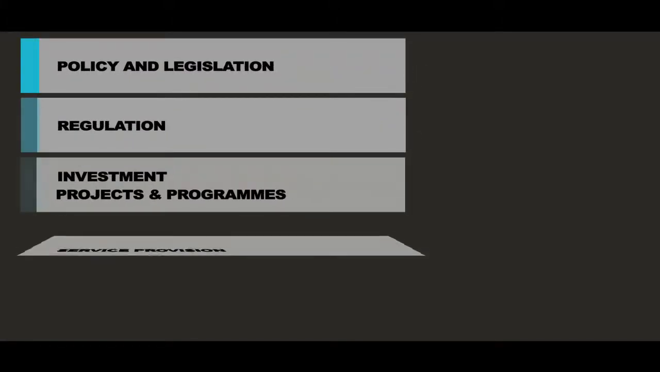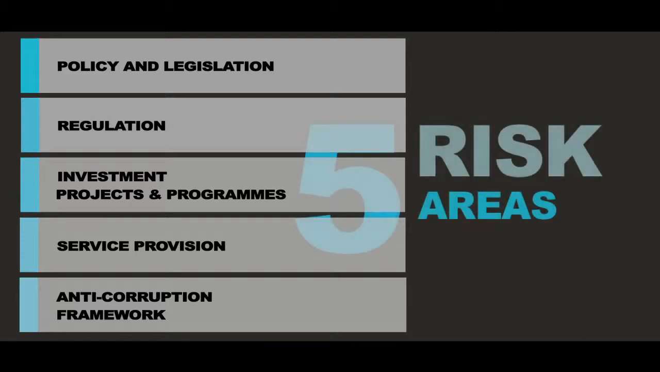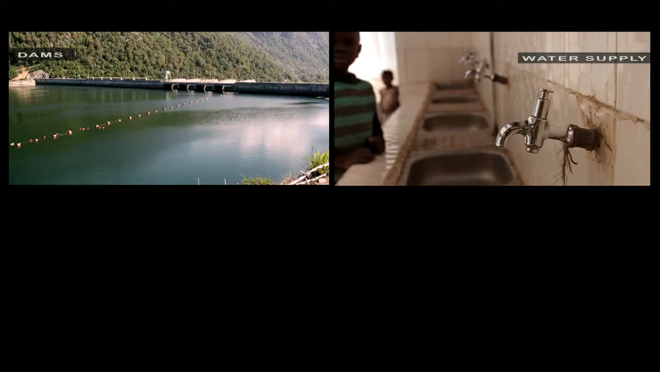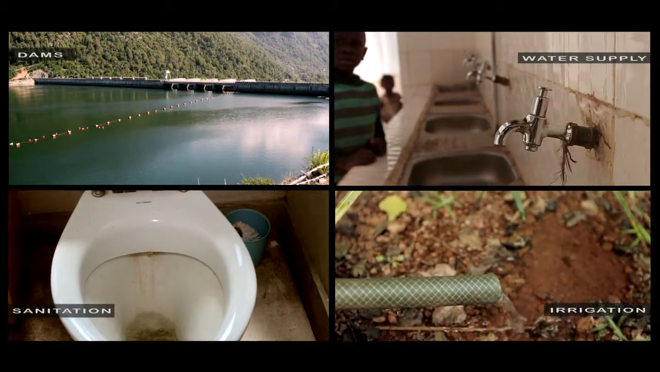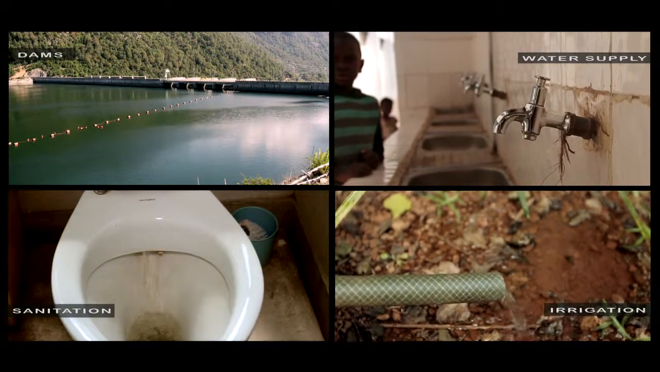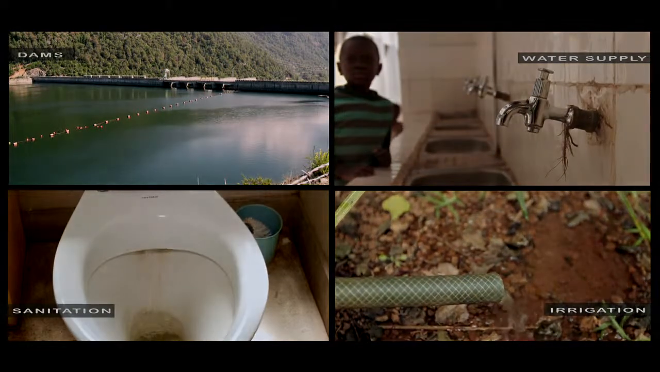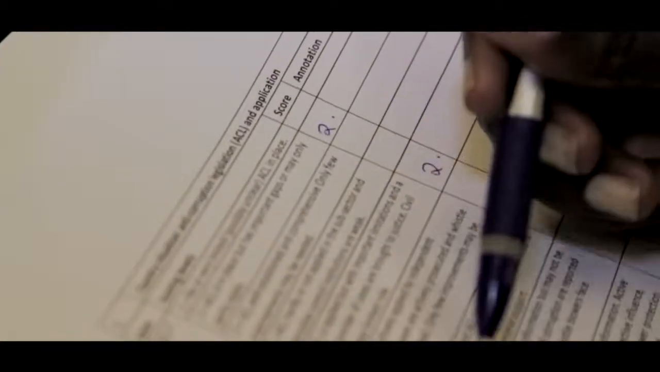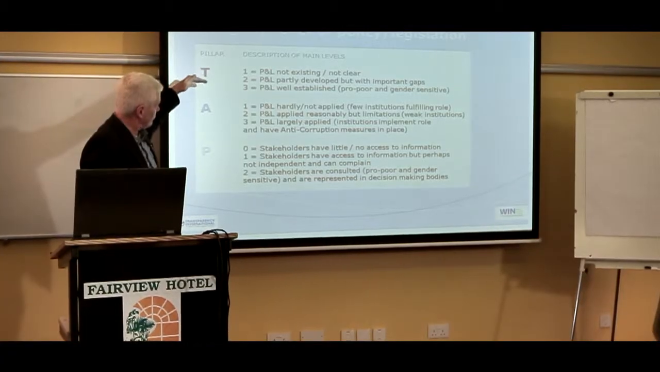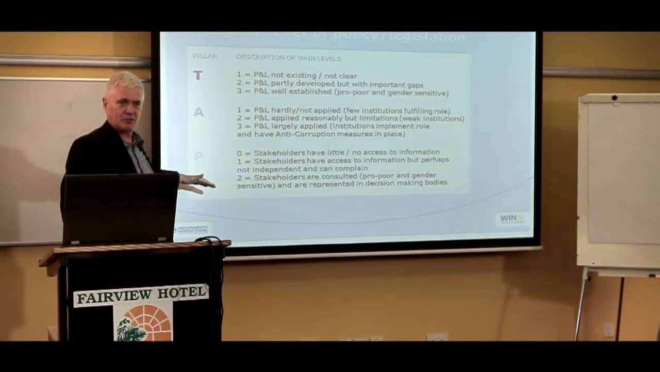In all countries, these 5 areas are relevant for water integrity. Although sectors may differ significantly, the AWIS can be adapted to generate context-specific results. The AWIS workshop starts out with an anonymous scoring of the TAP of the 5 risk areas. To facilitate this process, specific definitions for each scoring level are provided to the different participants.